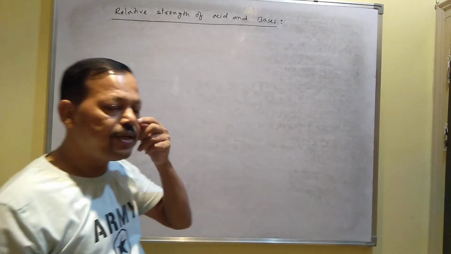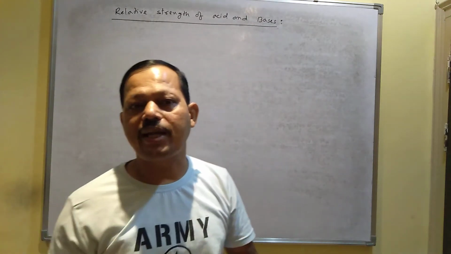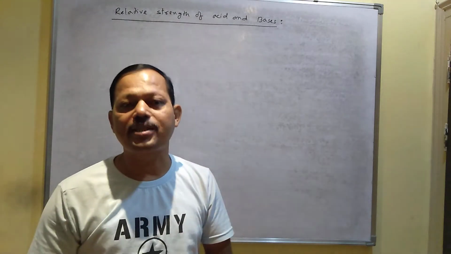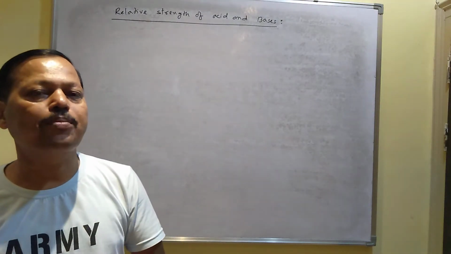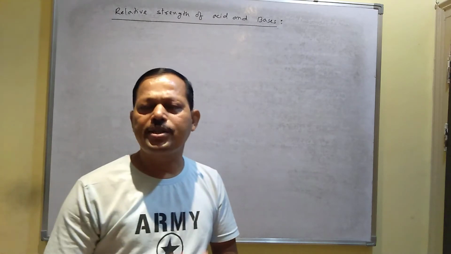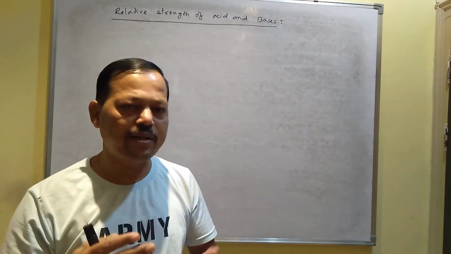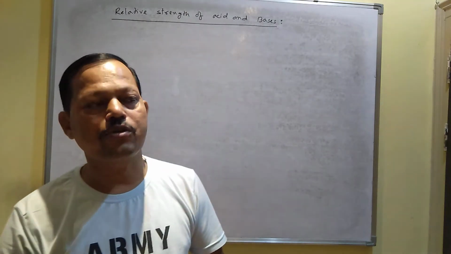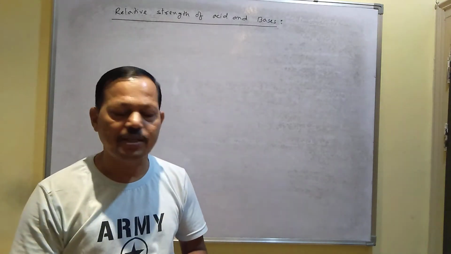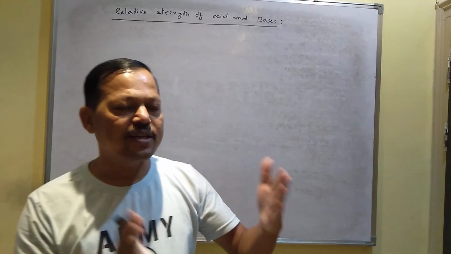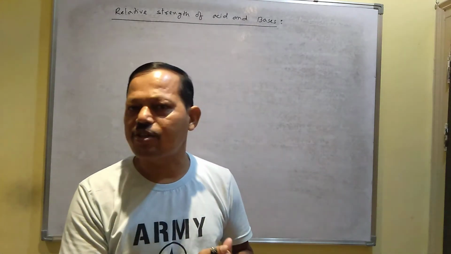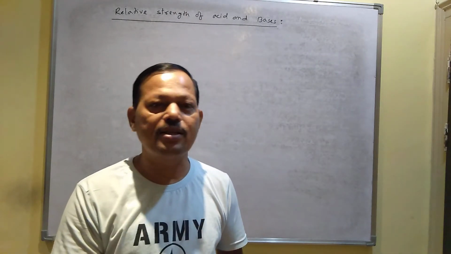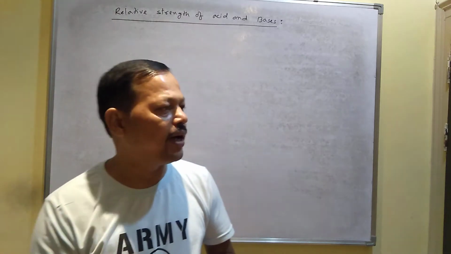So normally there are some acids which are said to be strong acids, and there are some acids which are said to be weak acids. Similarly for bases, there are some bases which are called strong bases, and there are some bases which are said to be weak bases. For example, sodium hydroxide, potassium hydroxide, this type of bases act as strong bases. Ammonium hydroxide, calcium hydroxide, this type of bases act as weak bases. Similarly, hydrochloric acid, nitric acid, sulfuric acid, they act as strong acids. But oxalic acid, acetic acid, carbonic acid, this type of acids act as weak acids.